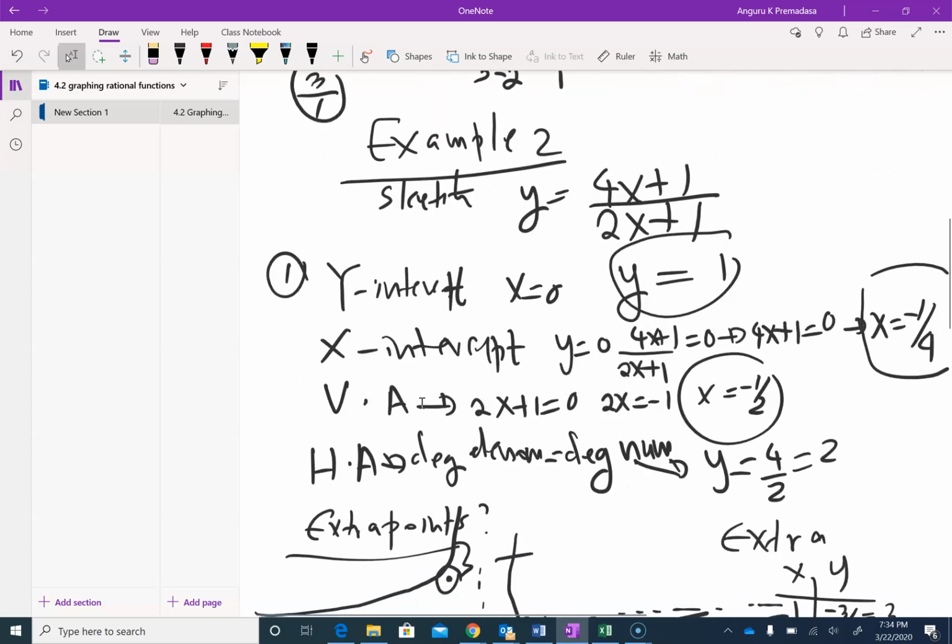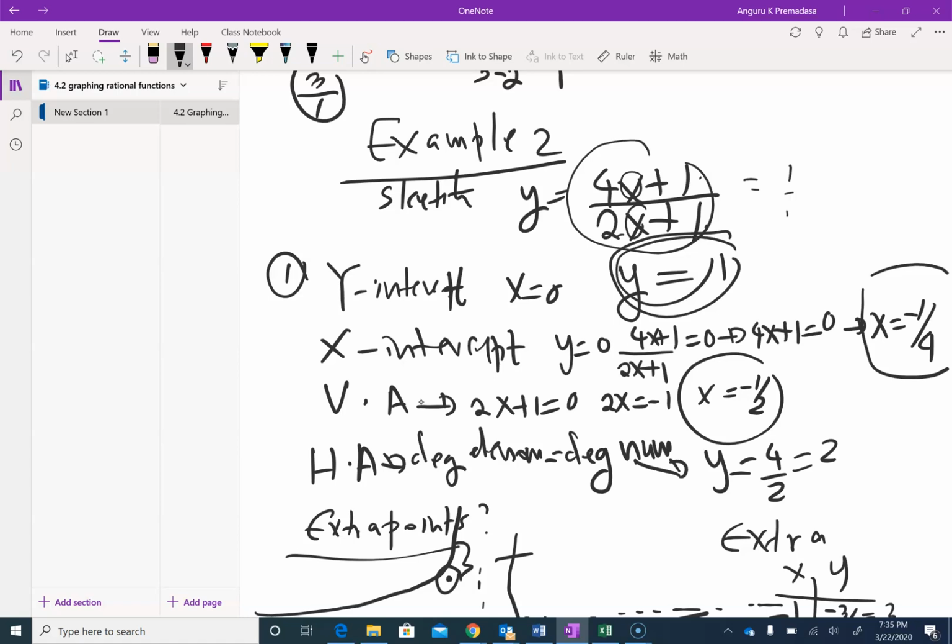Let's do another example. In this case, we have 4x plus 1 over 2x plus 1. Again, this is a function. So let's find the intercepts. Plug in x equals 0, you get 0 plus 1 over 0 plus 1, which is 1 over 1, which is 1, okay?